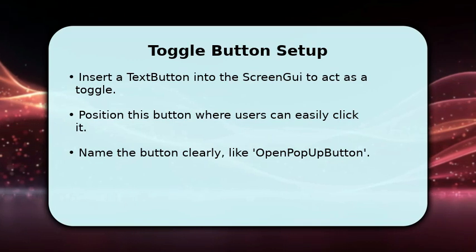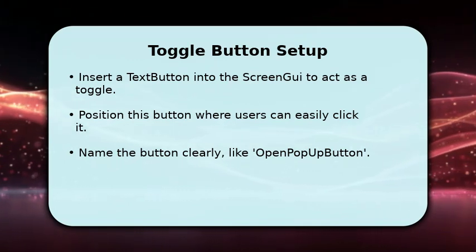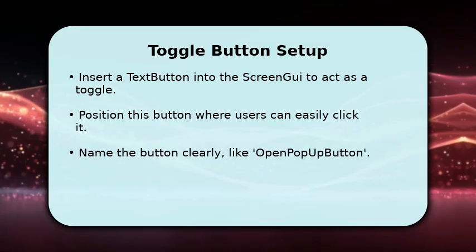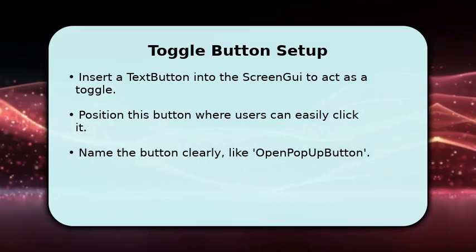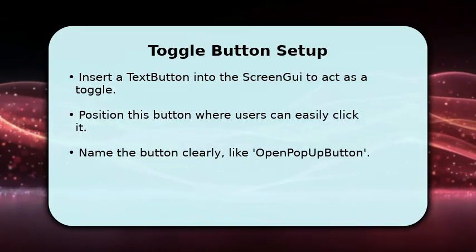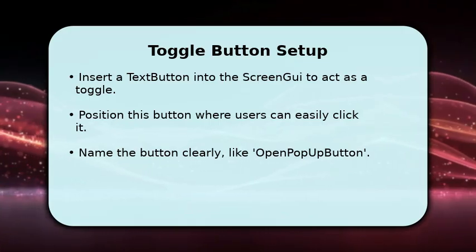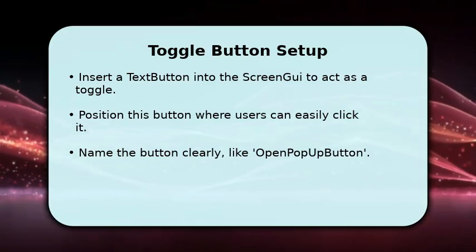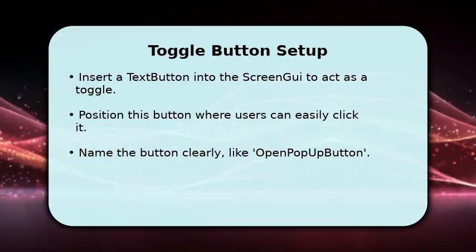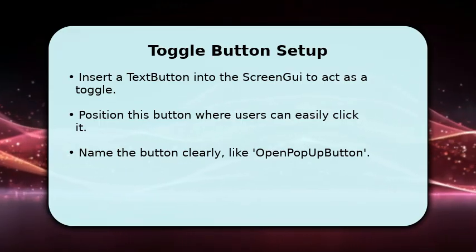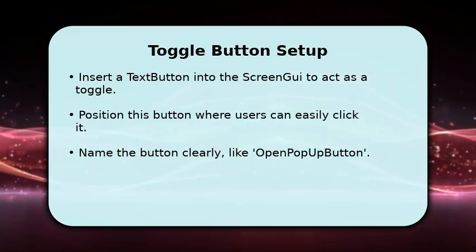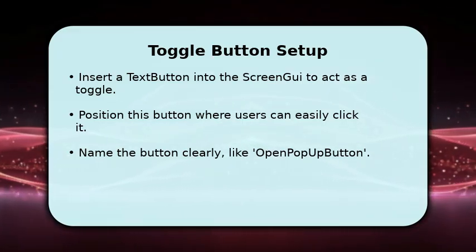Next, let's create a button to open and close your pop-up. Within the same screen GUI, add another text button. This will be your toggle. Place it conveniently on the screen, perhaps in a corner. Rename this button to something descriptive, such as Open Pop-up Button, to keep your project organized and easy to understand.